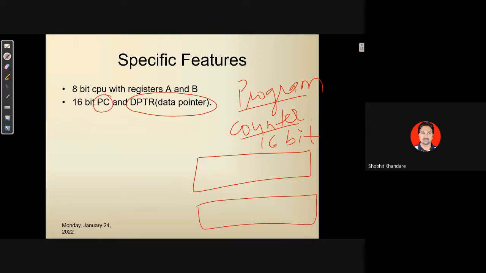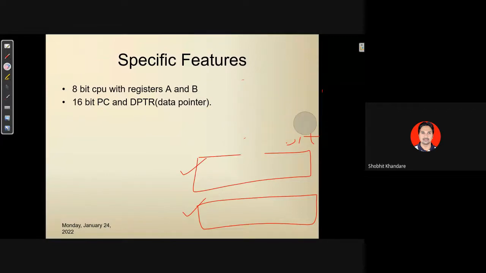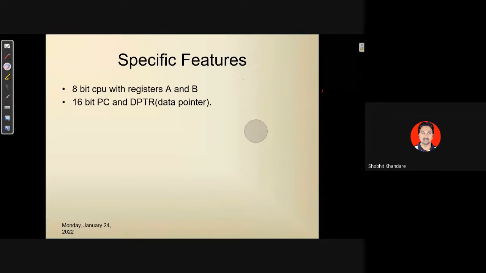So you know the significance of the PC: it will hold the address of the next instruction which has to be executed. Okay. For the data pointer, I will explain this after I explain the memory organization. For the time being, you just have to remember that the program counter size is 16-bit, and DPTR, which stands for data pointer, is also 16-bit. So register A is 8-bit, register B is 8-bit, program counter is 16-bit and DPTR is 16-bit. I will tell you about the data pointer later. Okay. So we are just understanding the features of the 8051 microcontroller.